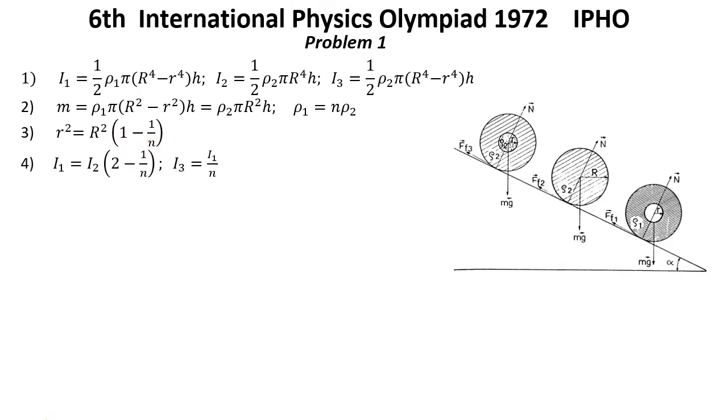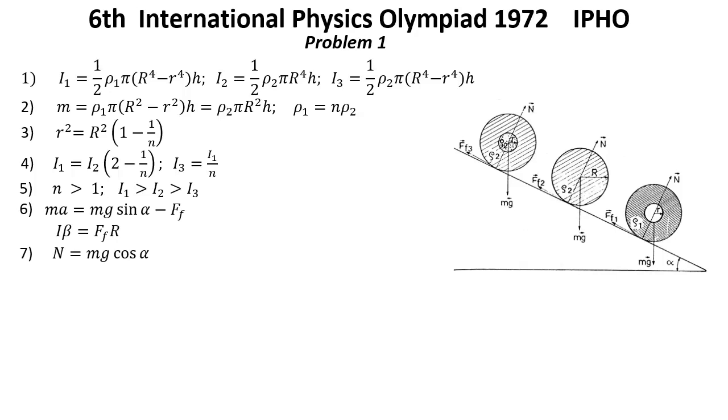Now the moment of inertia of all 3 cylinders could be written in the form I1 equal I2 multiplied by 2 minus 1 over n, and I3 equal I1 over n. It means that for n greater than 1 we have I1 greater than I2, which is greater than I3. For a cylinder rolling freely on the inclined plane, we can write the equations.